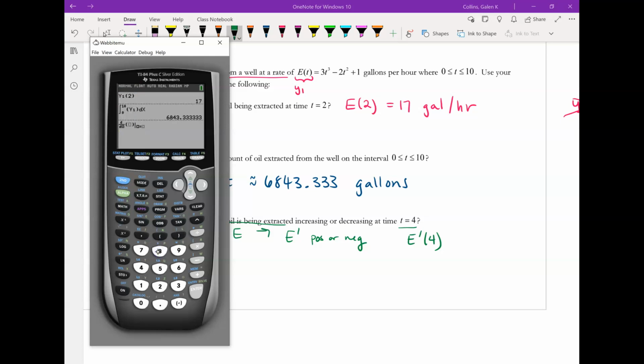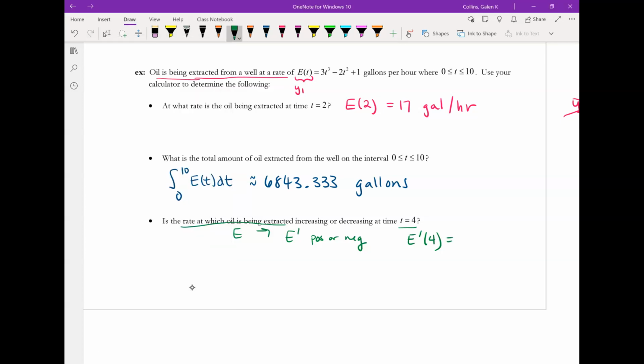And the first thing is we have to type in our variable of the derivative, so that's d dx. And then we stored our function in y1. So y vars, function y1. And then lastly, we're evaluating the derivative at the particular value of t equals 4, or on the calculator x equals 4. So we hit enter, and it gives us E prime of 4. So E prime of 4 is 128.